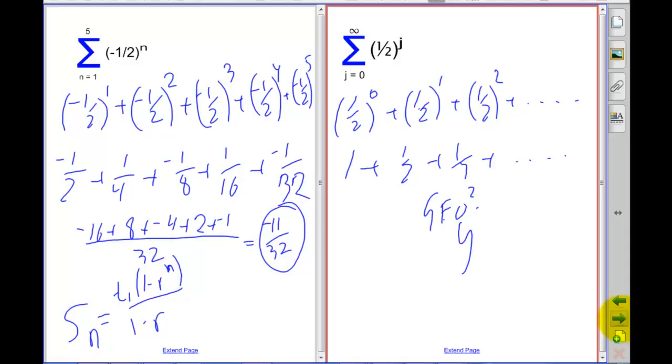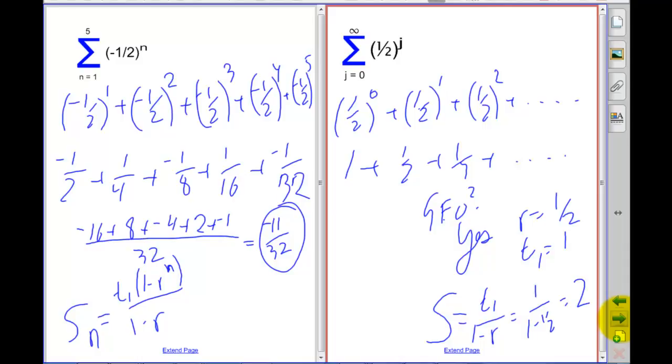Yes. The common ratio is a half. The first term this time though is 1. So when you use our infinite geometric sum formula, t sub 1 over 1 minus r, 1 all over 1 minus a half, we can get 2.